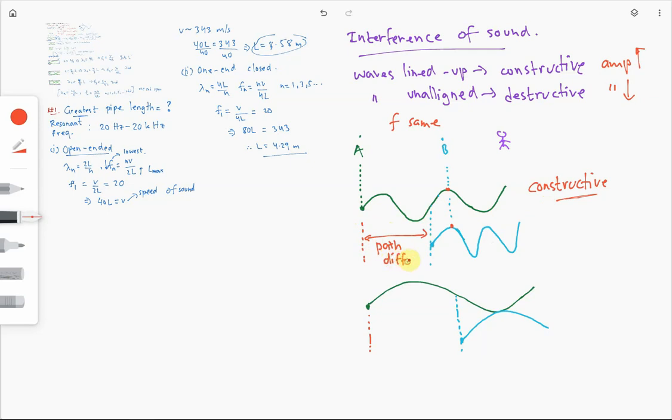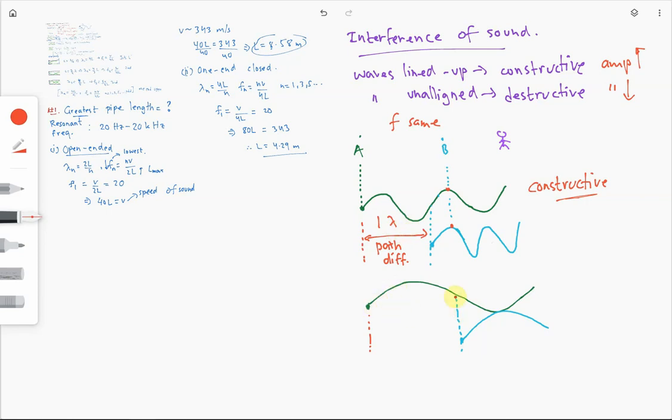That is the difference in distances traveled by the two waves that are interfering at the end. Okay. So in this case, the path difference is just 1 times lambda, one full wavelength. And we see that for a path difference of 1 lambda, we have constructive interference since the waves interfering with each other before reaching your ear are lined up, and hence you will hear more sound.